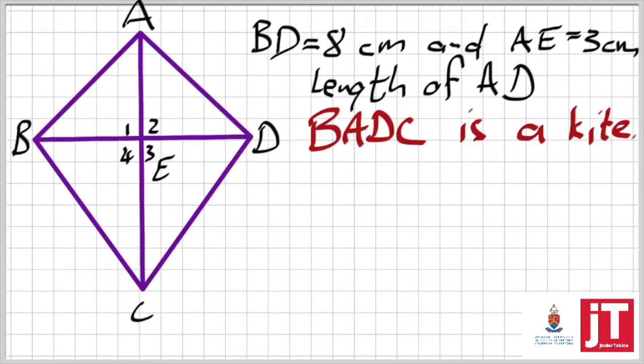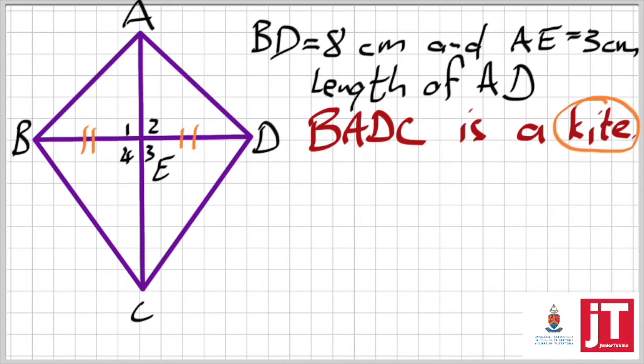They give me that BADC is a kite. They give me that BD is 8 centimeters and AE is 3 centimeters. And the question is, what is the length of AD? Try it yourself. Hit the pause button and try it yourself. When I look at this shape, I'm going to start with: what does it mean if a shape is a kite?